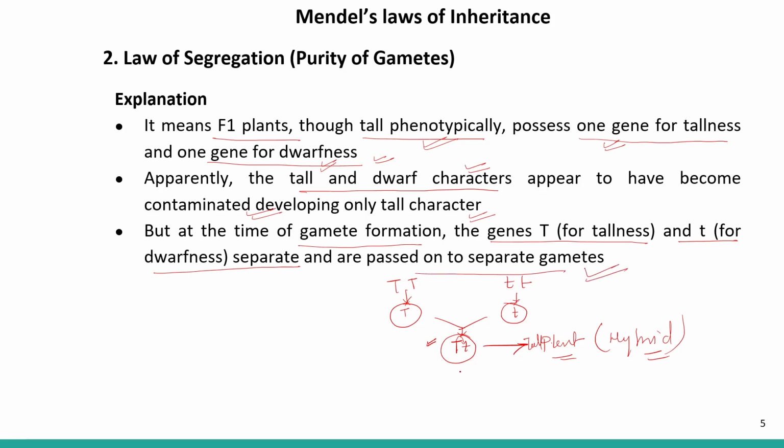Now, what happened at this particular level, that is the F1 generation, this plant will form two types of gametes, that is the capital T and small t. So now there is no contamination at this particular level. The gametes are totally pure ones. The capital T, that is the gamete for the tall, right? And small t, that is the gamete for the dwarf. Okay.